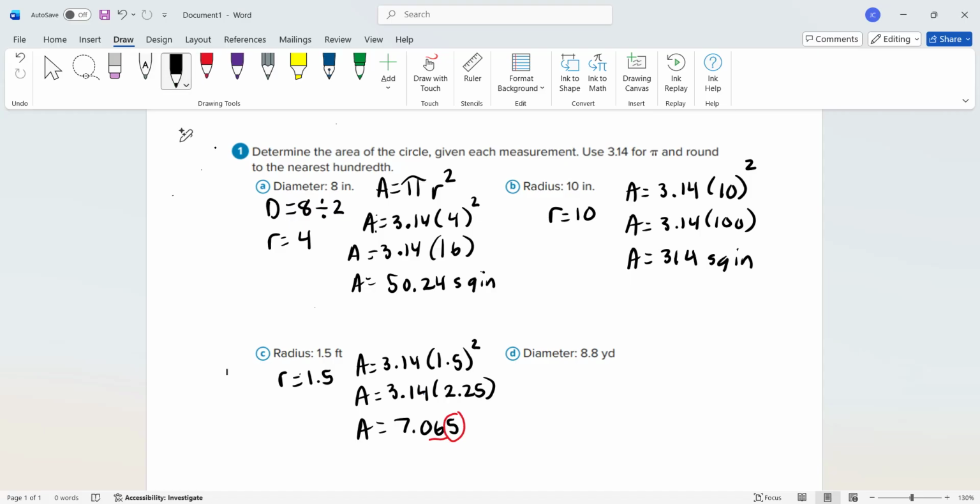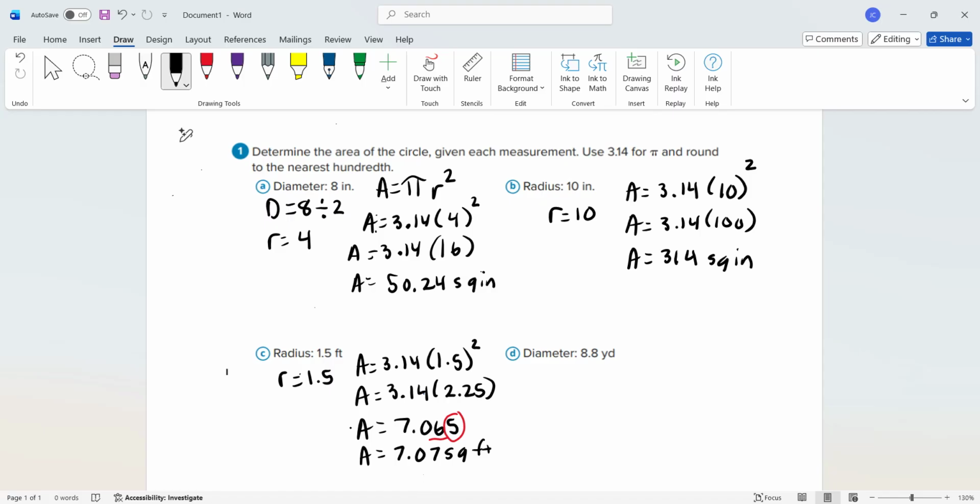And I just ask, is the number I circle, is it 5 or more? Because it's 5 or more, I can add 1 to my 6. So then I end up getting 7.07. That's going to be square feet. So my answer for that one is 7.07 square feet.